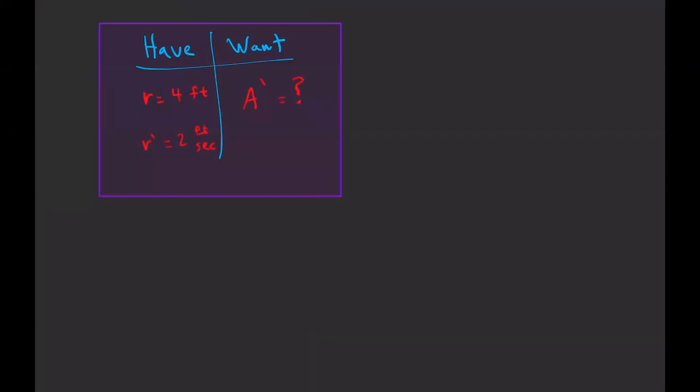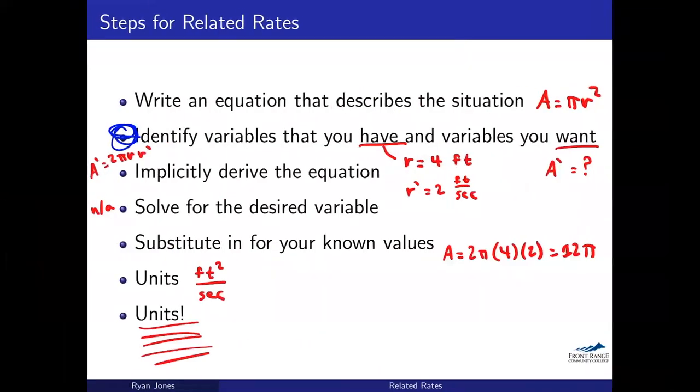And then when they go to actually implicitly differentiate their equation, they can just look at what they have and plug it in. They can look at what they want and solve for that variable appropriately. So that's related rates. We'll go ahead and call that the lecture.